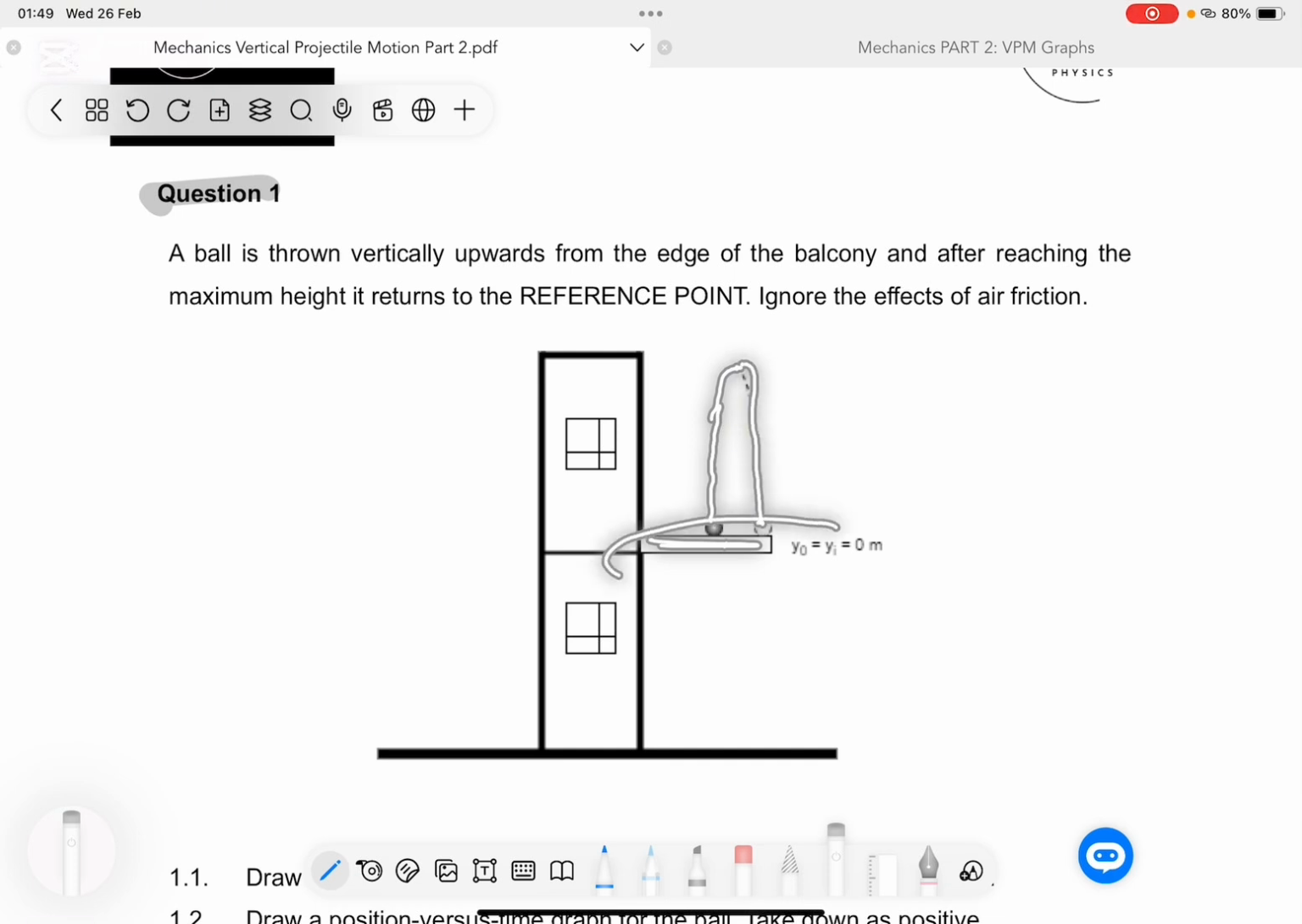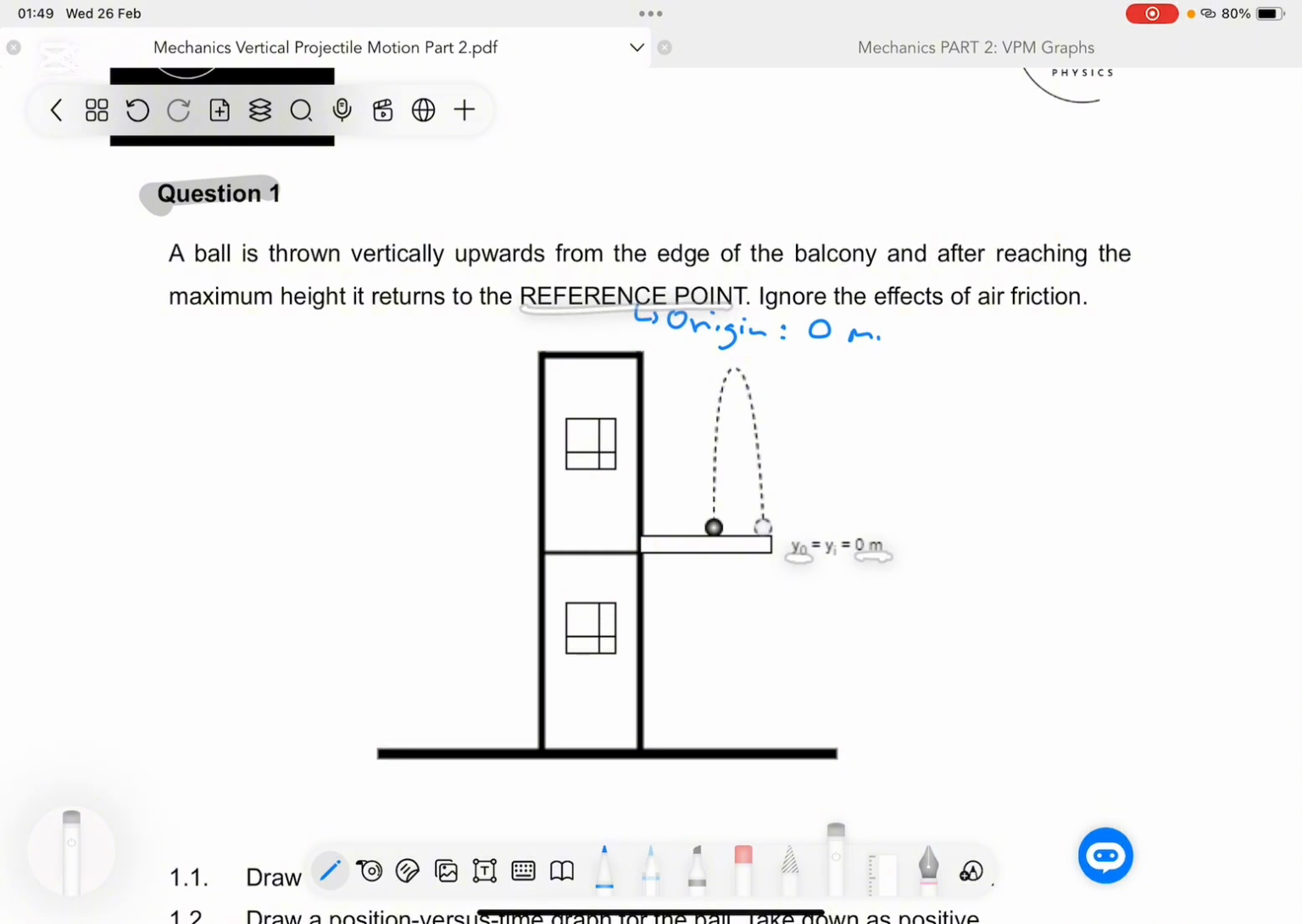Now they call where it started the reference point. The reference point means the origin. In other words, it means where our position is 0 meters, where we start to measure our position or our height. This is the reason why here we say our Y0, the reference point, is equal to 0 meters.